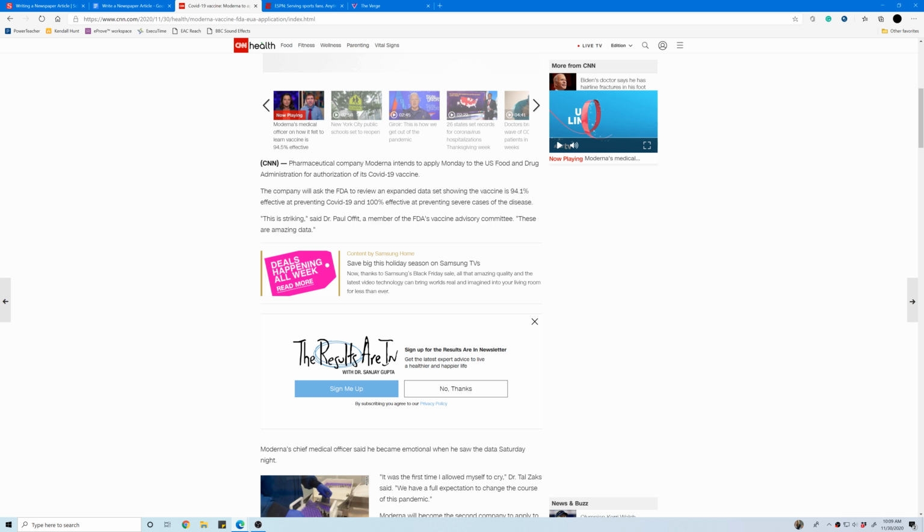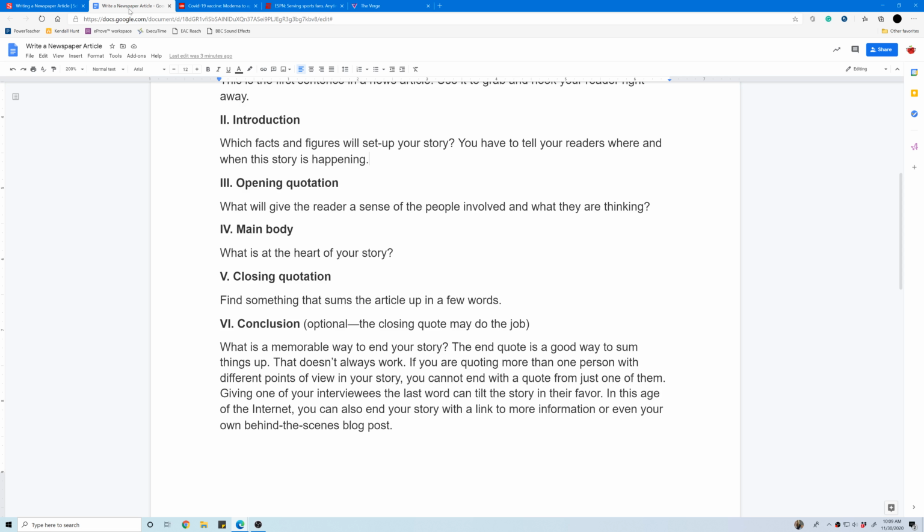Now let's keep going. The company will ask the FDA to review an expanded data set showing the vaccine is 94.1% effective at preventing COVID-19 and 100% effective at preventing severe cases of the disease. That's a really interesting statistic right there. Okay, so then they move in a quote. "This is striking," said Dr. Paul Offit, a member of the FDA's Vaccine Advisory Committee. "These are amazing data." So, like this structure suggests, they do have a quote in their introduction.